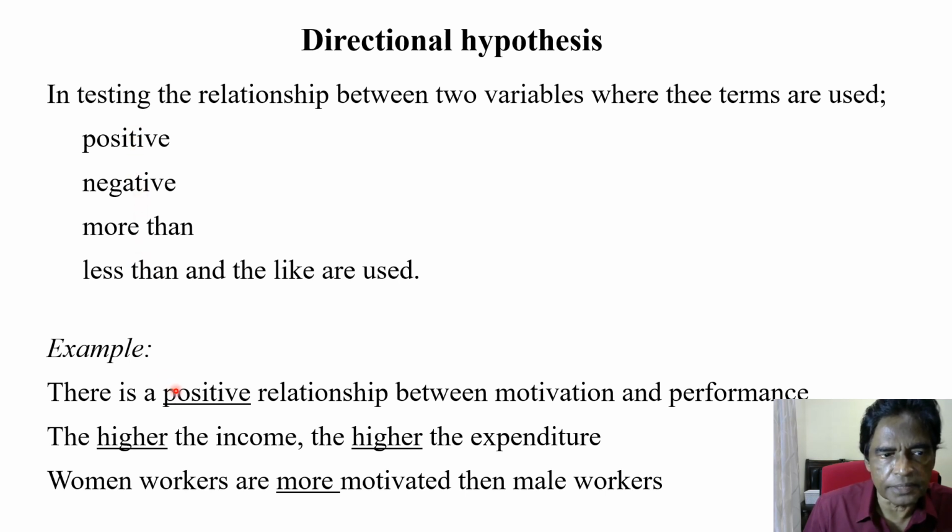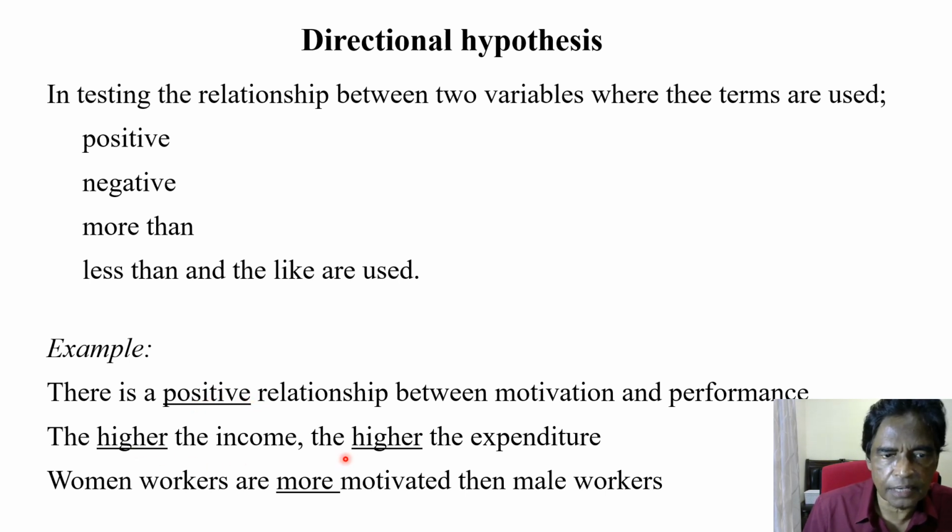So look at the example here. There is a positive relationship between motivation and performance. Positive. That means as the motivation increases, performance increases. Directional. So if you want a high level of performance, you must have a high level of motivation. When the workers are motivated high enough, their performance will increase. Okay, that's what this hypothesis tells us.